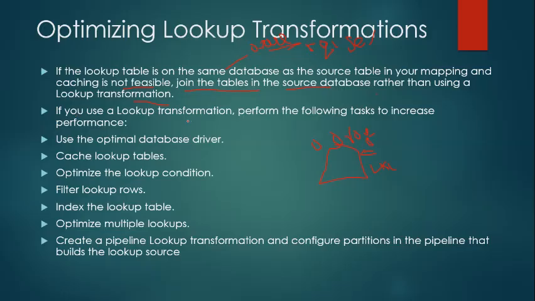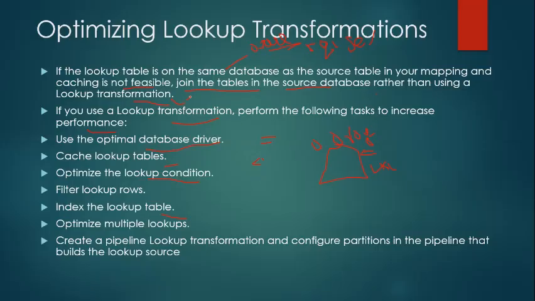If you use a lookup transformation, perform the following tasks to increase performance. Use the optimal database driver. Use the cache lookup table. Optimize the lookup condition. Suppose you have conditions like equal to, or less than or equal to, like a date between. You need to arrange the sequencing of the conditions so that the optimization can perform well. Index the lookup table.